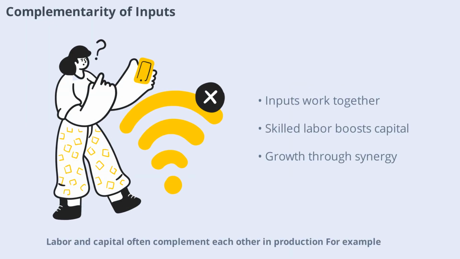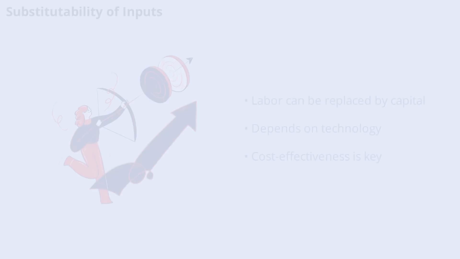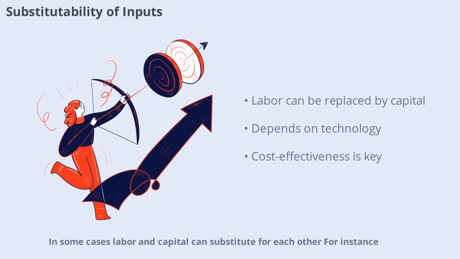Labor and capital often complement each other in production. For example, skilled workers may be more productive when using advanced machinery. This complementarity means that investments in one input can increase the demand for the other, creating a positive feedback loop that drives economic growth. In some cases, labor and capital can substitute for each other.